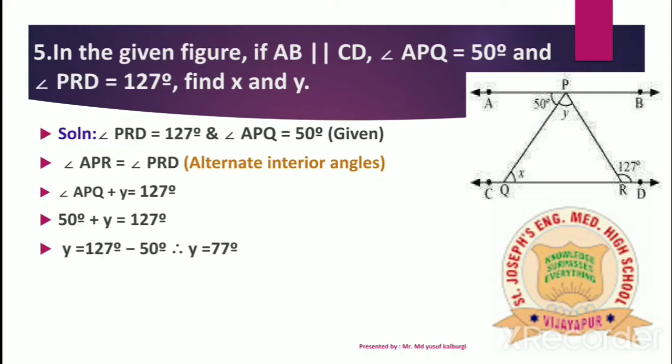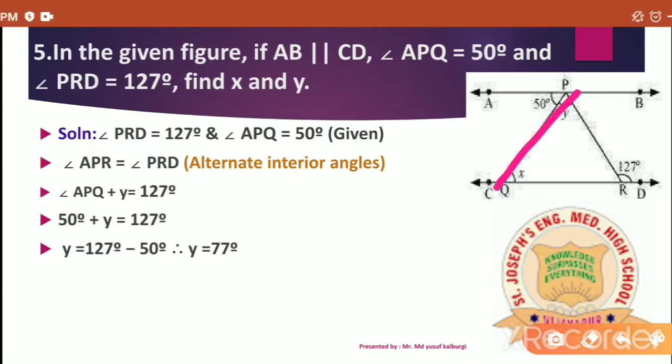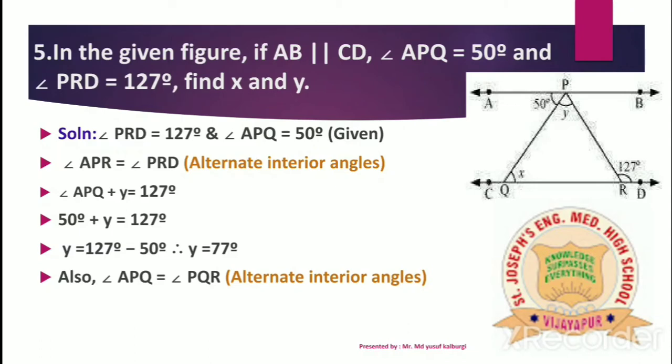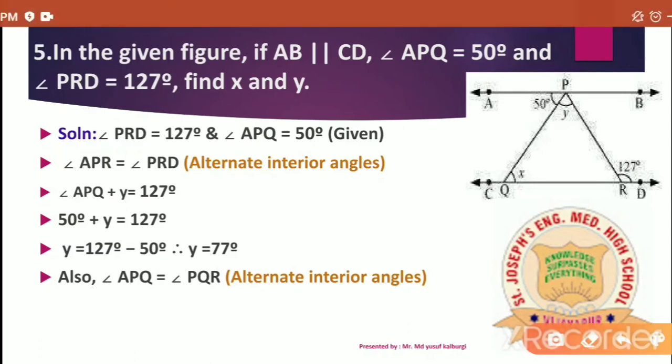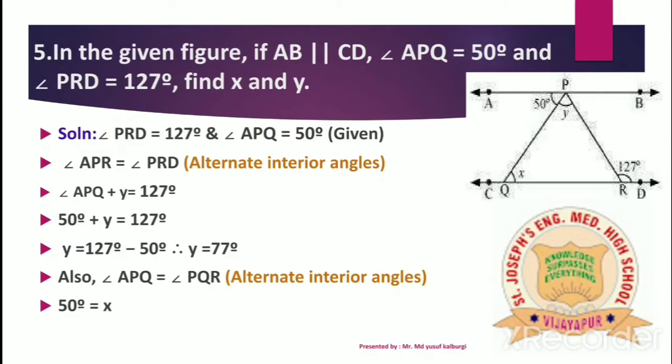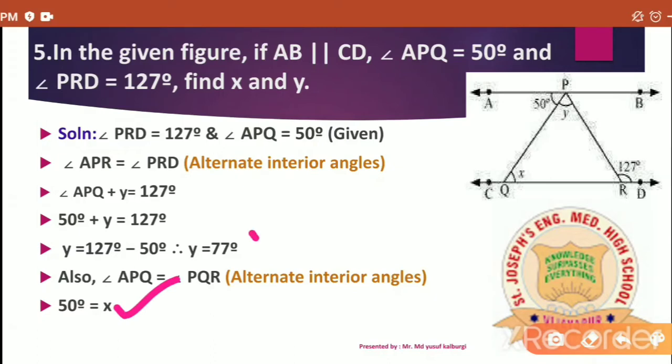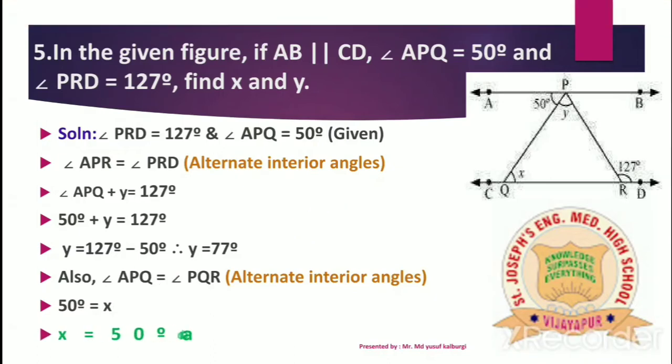Also just observe, PQ is also a transversal line here between the same parallels. So can I write angle APQ is equal to PQR? Again alternate interior angles. So that's what we are going to write here: angle APQ is equal to PQR, alternate interior angles. So we know that now these two angles are equal, which means X will be equal to 50 degrees. So we have got both the values: X is equal to 50 degrees and Y is equal to 77 degrees. Okay, this is the solution for the fifth question.